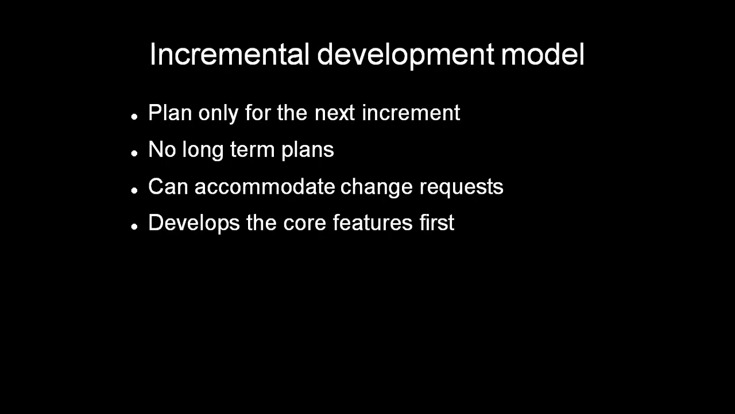So we develop the core features first. These core features have no interaction with other features, so they can be delivered to the customer. Then after that, in successive versions, we will deliver other features of the software. In this way, we can develop software using this incremental development model.